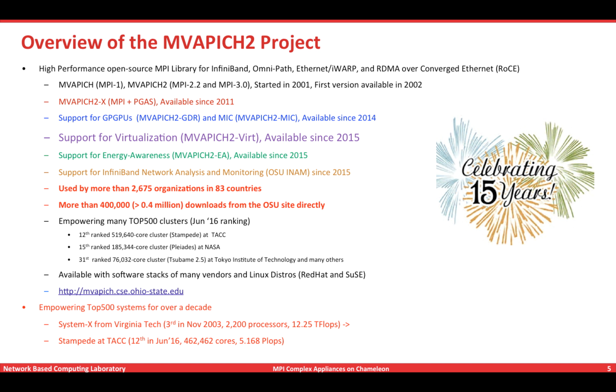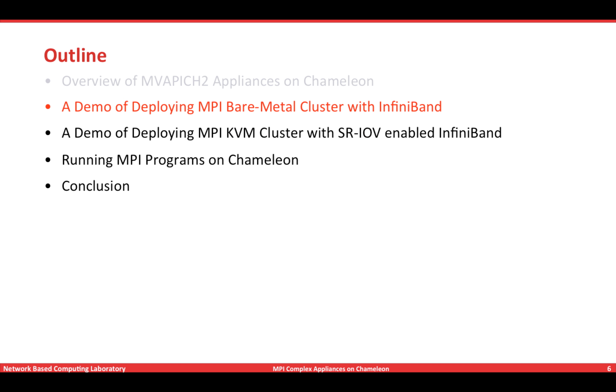These libraries have been used by more than 2,675 organizations in 83 countries, and there are more than 400,000 downloads from the OSU site directly. Many top 500 clusters are using the MVAPICH2 libraries. For example, TACC Stampede. Through this link, you can get more information about this project. You can also download all these libraries and try them on your cluster.